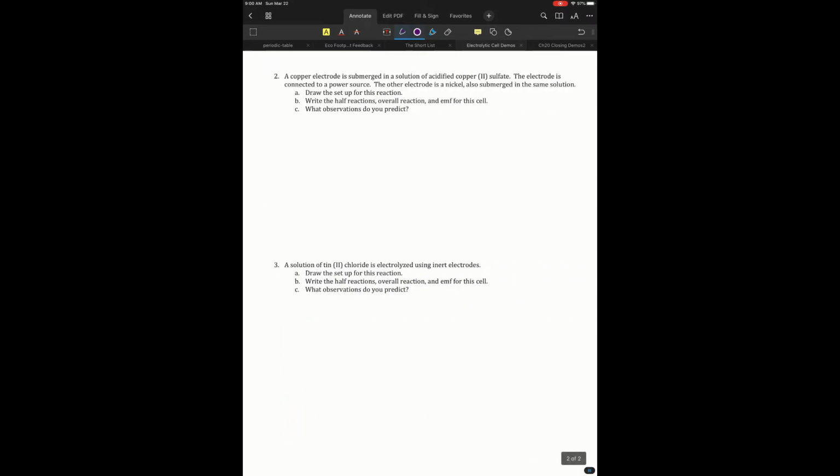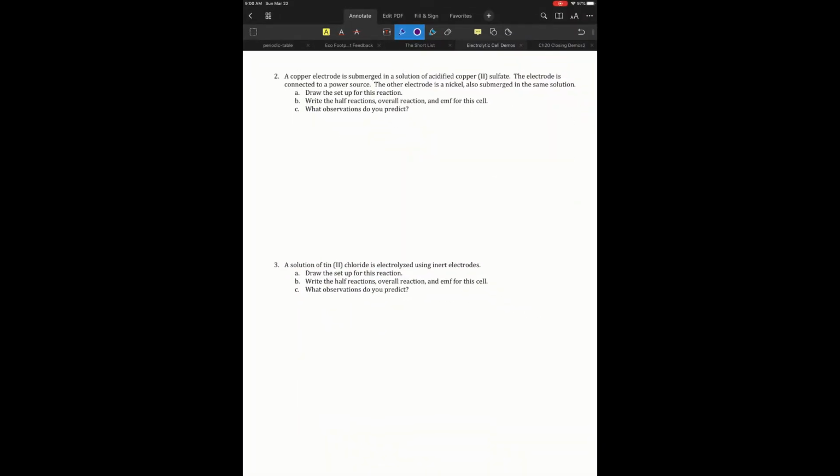All right. Number 2 says we have a copper electrode submerged in a solution of acidified copper sulfate. The electrode is connected to a power source, and the other electrode is a nickel, also submerged in the same solution. So all of that is quite wordy, so let's go ahead and draw our scenario. So here is our scenario, right? We have one beaker, that's our copper sulfate. There we have a nickel, and there we have a piece of copper connected to a battery, right? So let's go ahead and doodle that as our cell.